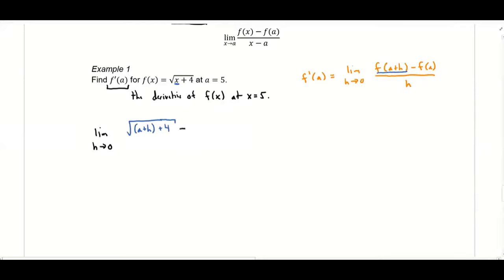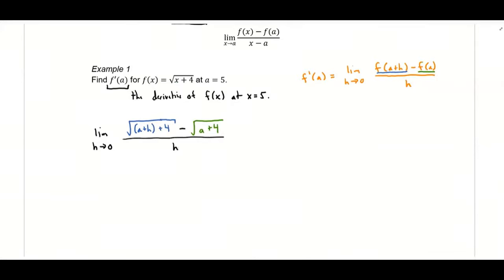Then I'm going to subtract from that f of a, which means every place I see an x in my function, now I'm going to replace it with a. So I'm going to subtract the square root of x plus 4, where x is a, so this is going to be a plus 4. And then my denominator here is just h. No x's, no a's, so I'm just going to put an h there.